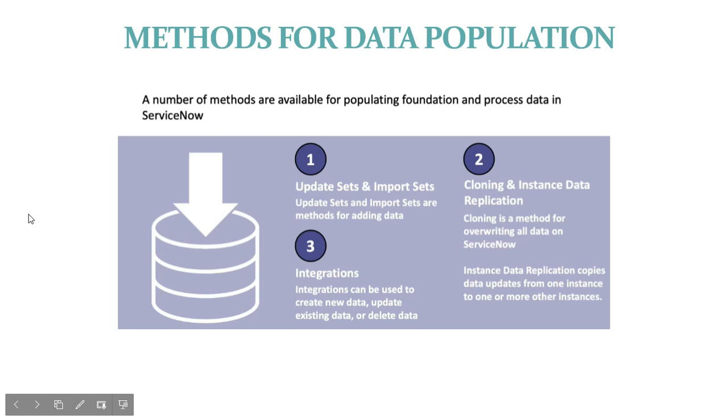Next is methods for data population. There are a number of methods available for populating foundation and process data in ServiceNow. First is update set and import set. Update set and import set are methods for adding data on an instance. Second, cloning and instance data replication. Cloning is a method for overwriting all data on one ServiceNow instance with another instance. Instance data replication copies data from one instance to more than one other instance. Suppose there could be prod, test and dev. We can just clone our dev and test instances from production. Third is integration. Integration can be used to create new data, update existing data or delete existing data.